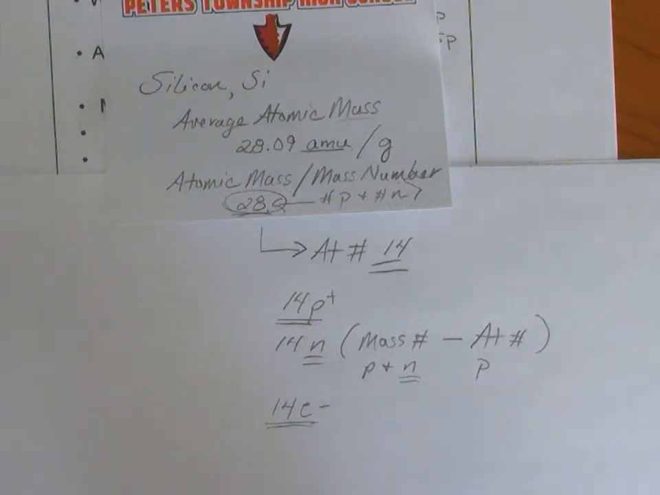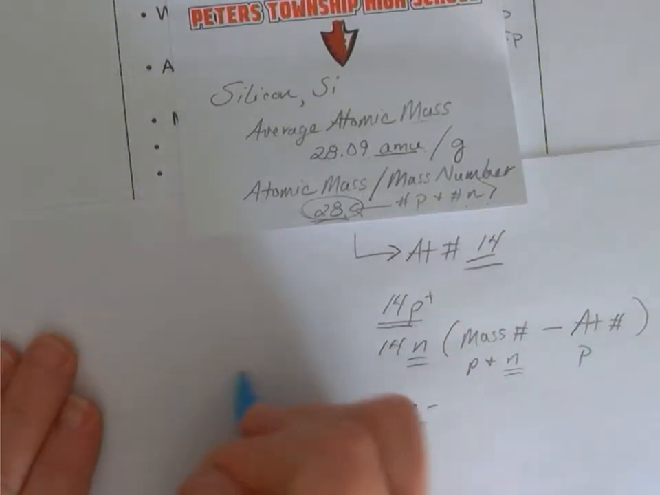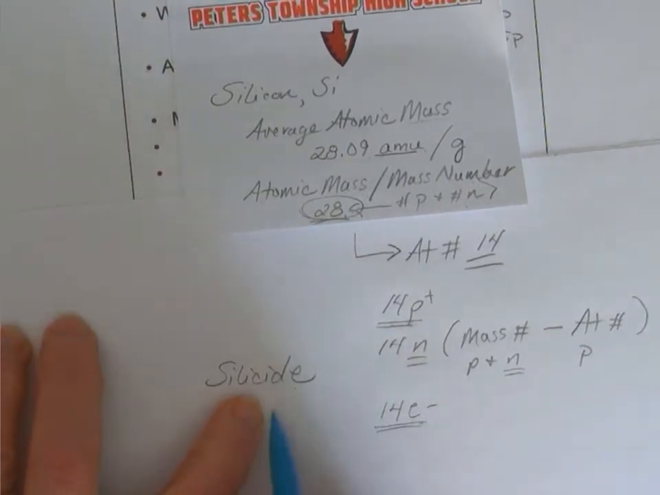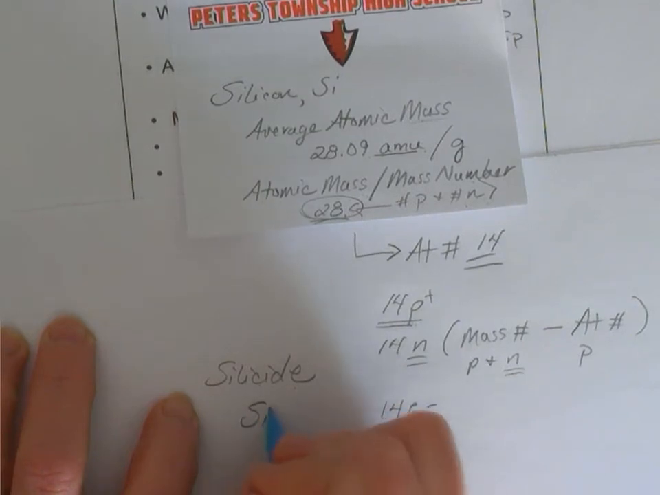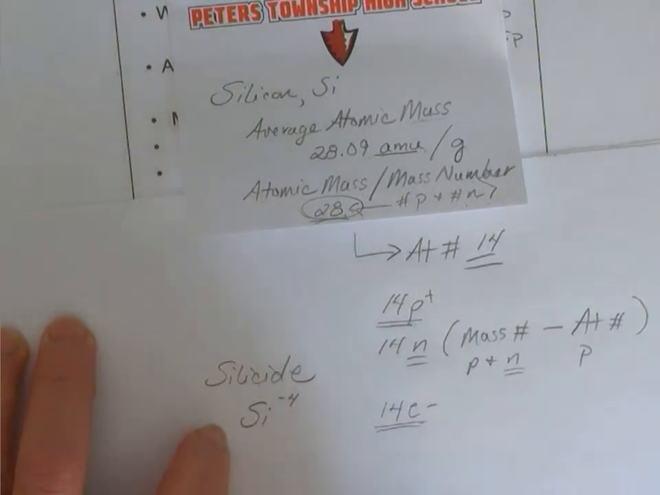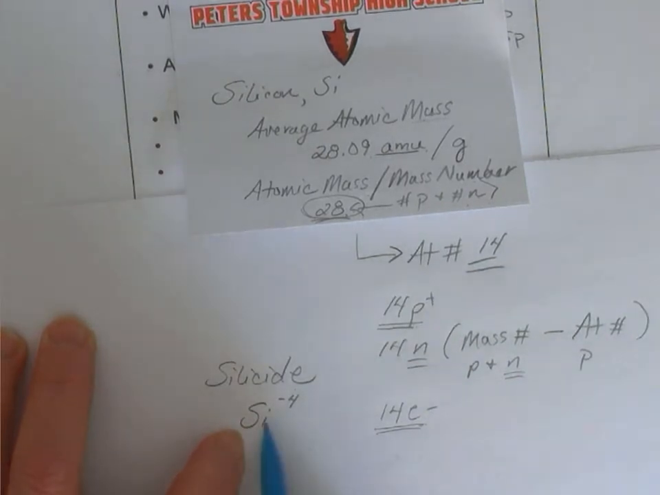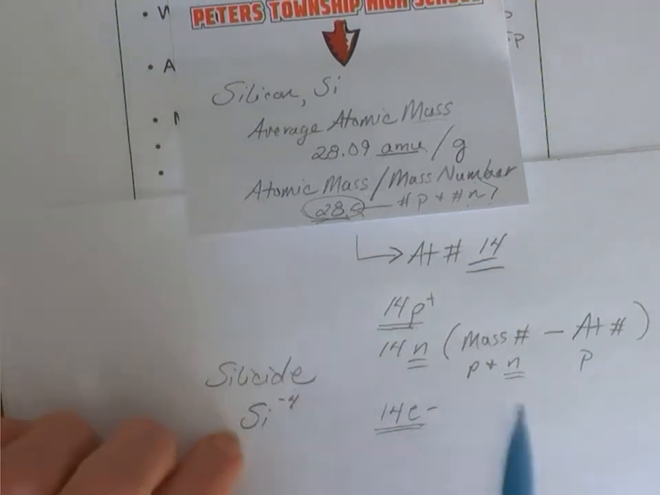Now, what if this were an ion? How would we know? Well, we would either say this is silicide. So remember, we drop the ending and replace with "ide" if it's an anion. And we would show it with its negative charge. So if there is not a charge, then you know hands down it is not an ion. This is an anion, which you know are negative ions.